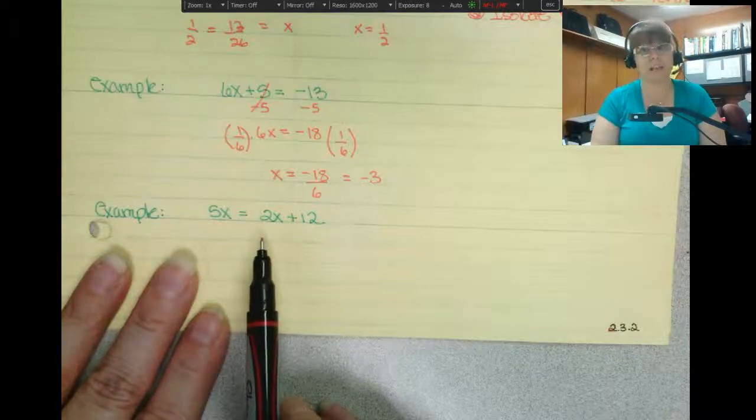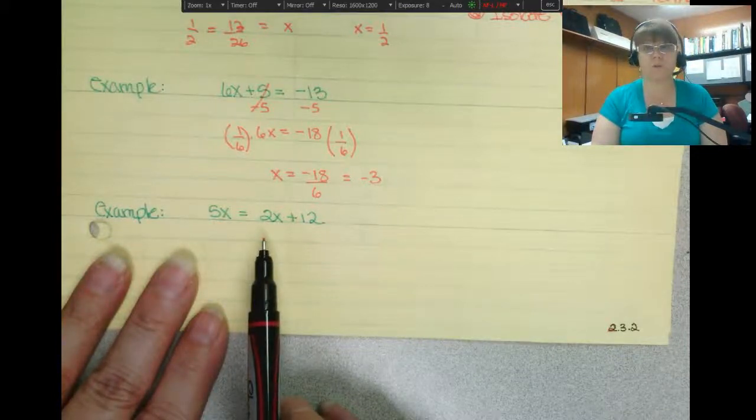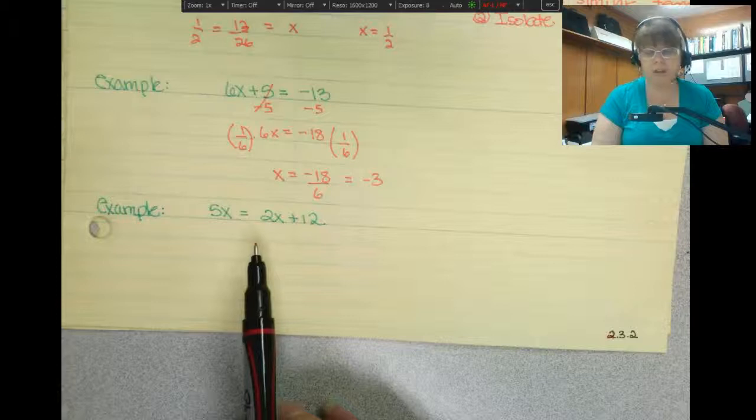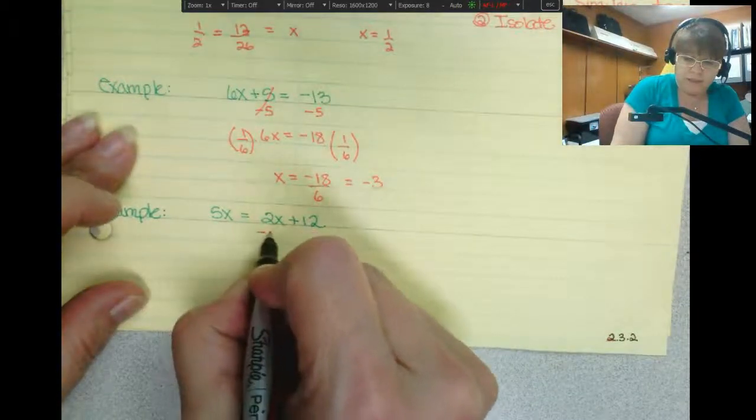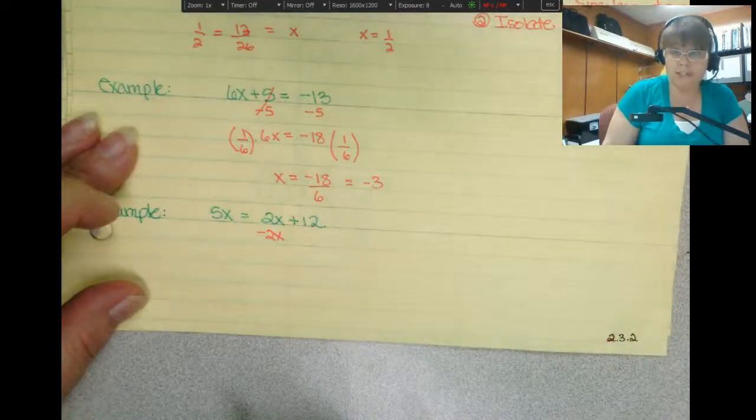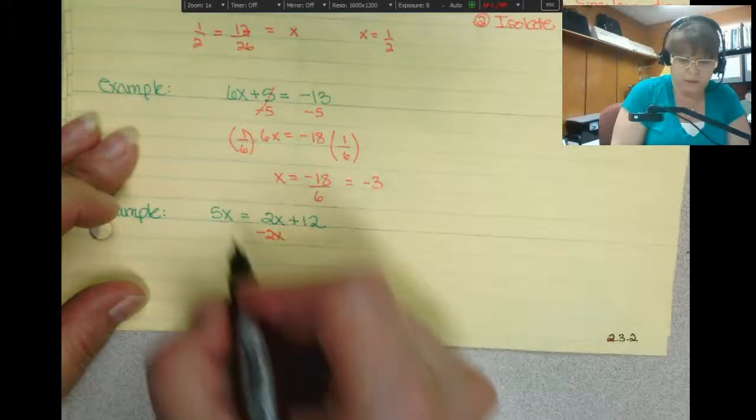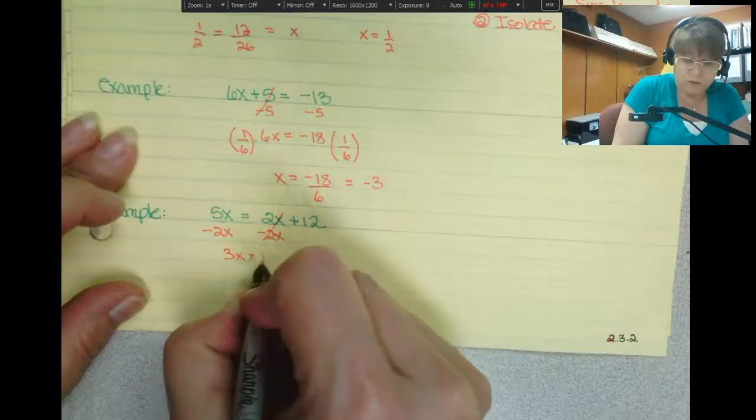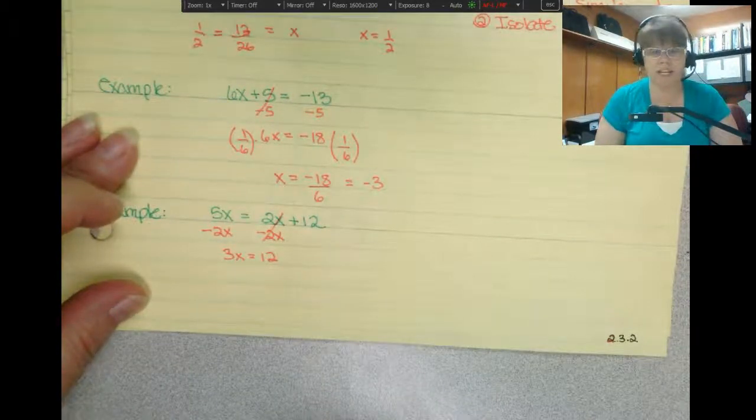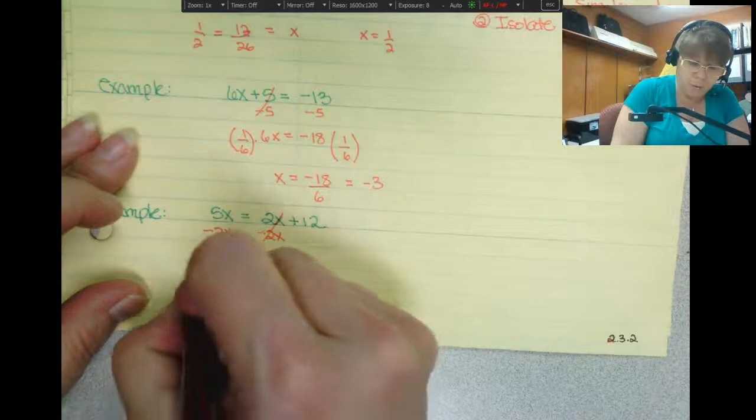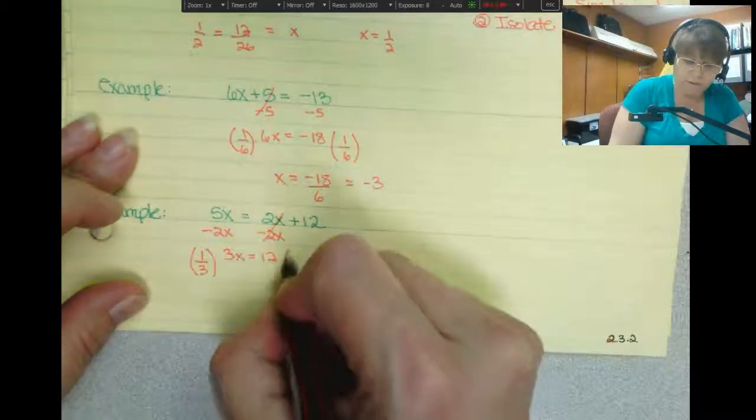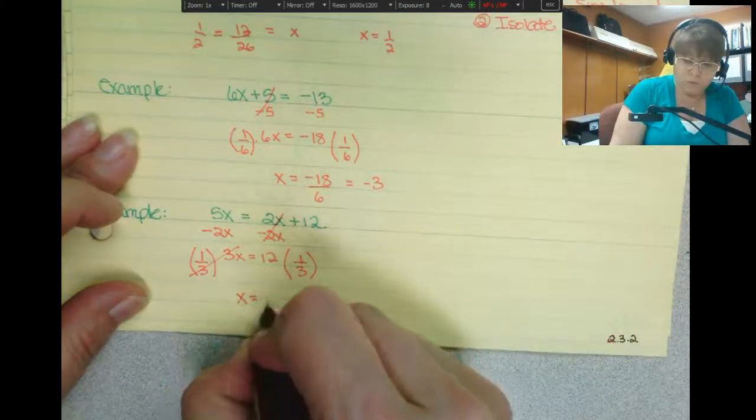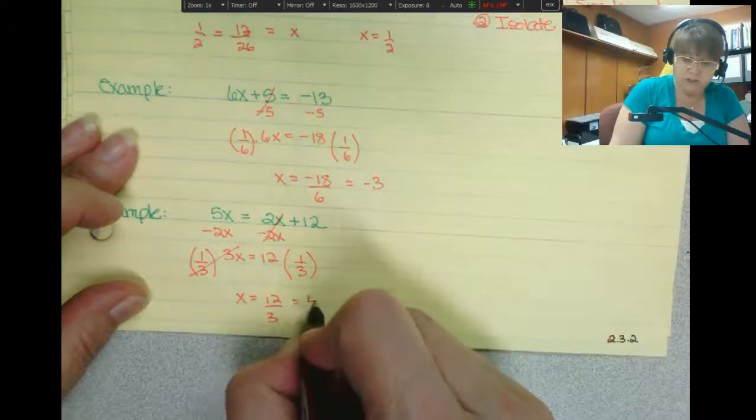I can use my addition property of equality to combine all of my variables onto one side, just like I can for my constants. So I'm going to add the opposite of positive 2x, which is negative 2x, to both sides. I'm left with 3x equals 12. Using my multiplication property of equality, I can now multiply by 1/3 for each side of my equation. X equals 12 over 3, which equals 4.